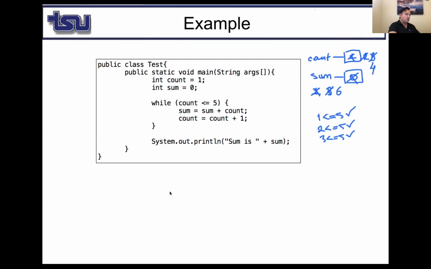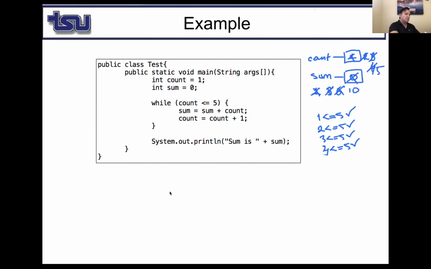And then I go to the beginning of the while loop, okay? The condition becomes 4 less than or equal to 5. This is true. I go inside, sum becomes sum plus count. Sum is 6. Count is 4. 4 plus 6 is 10. So sum becomes 10. And I will increase count by 1, and count becomes 5.